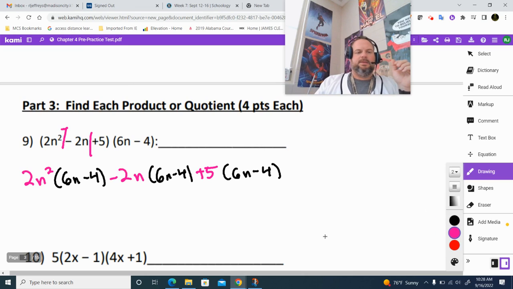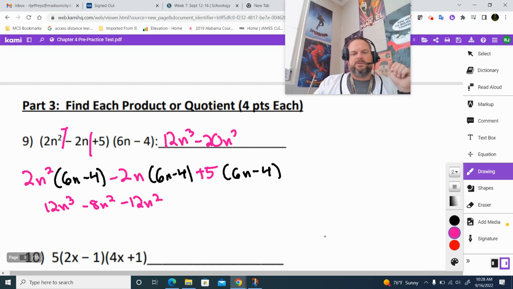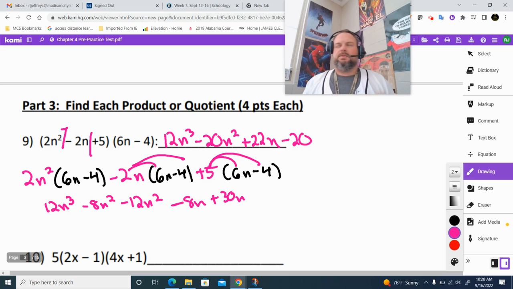Okay. Well, this would be 12n to the third. I know that's going to be the only n to the third. Minus 8n squared minus 12n squared. So this is negative 20n squared minus 8n plus 30n minus 20. Okay.